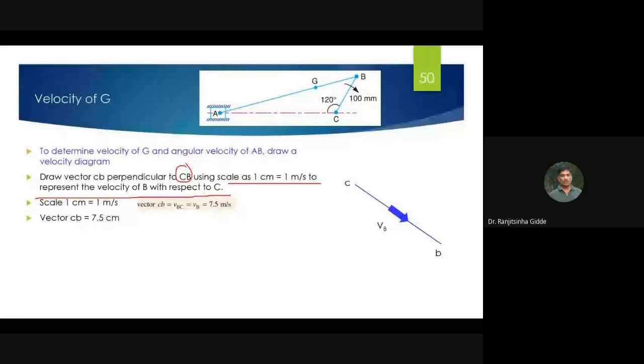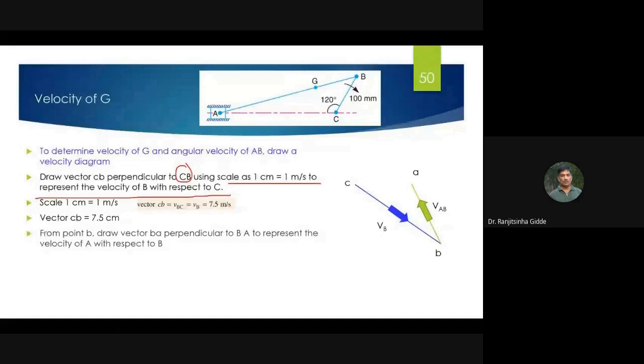Okay. Completed this first vector? Yes, sir. Then the next steps you should not write, only just see. Already we have repeated this content.